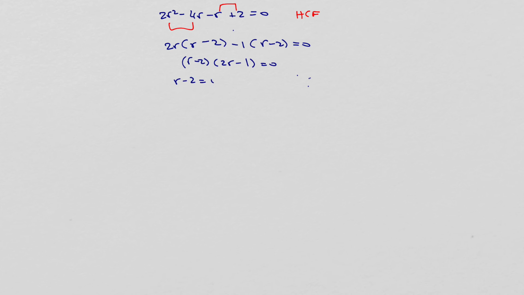So therefore we have r minus 2 equals 0, and then we have 2r minus 1 is equal to 0. So that means that r must equal 2 or r must equal a half.